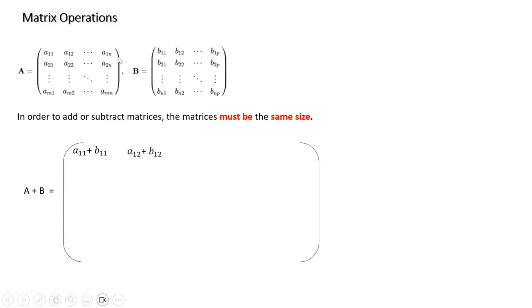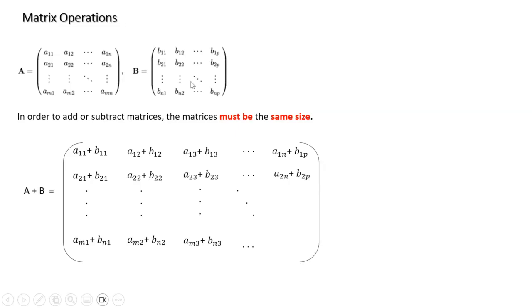Because this can go forever, or not forever, but it can go for any number of columns. So it could be A13 plus B13, and so forth. And same thing, it's going to be A21 plus B21, A22 plus B22, and so forth. It goes all the way until the end. That's why they have to be the same size when you're going to add them or subtract them.